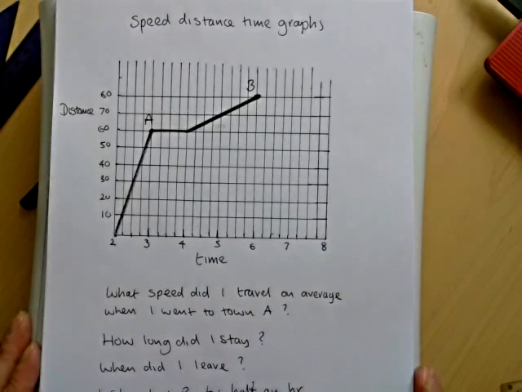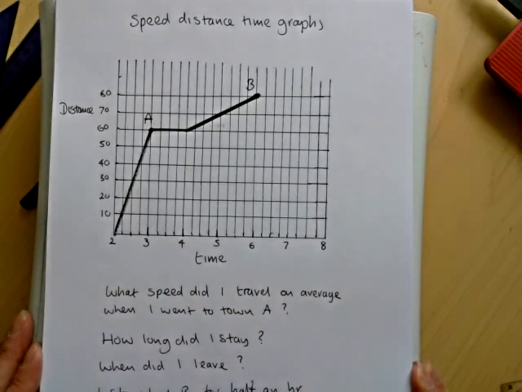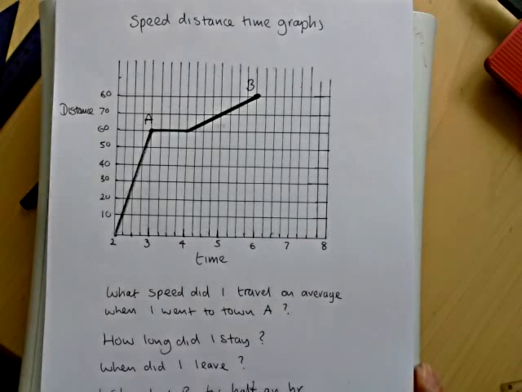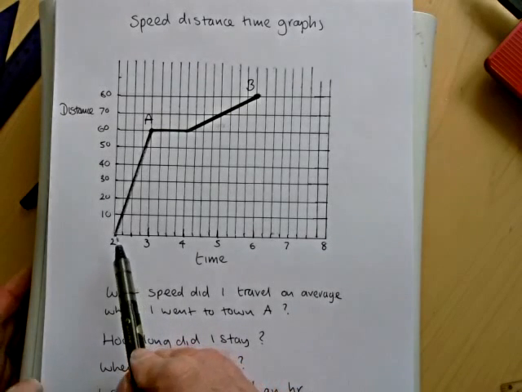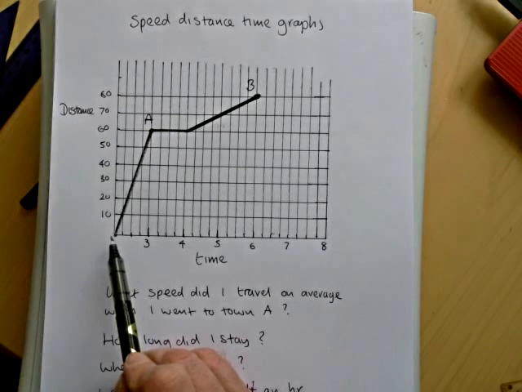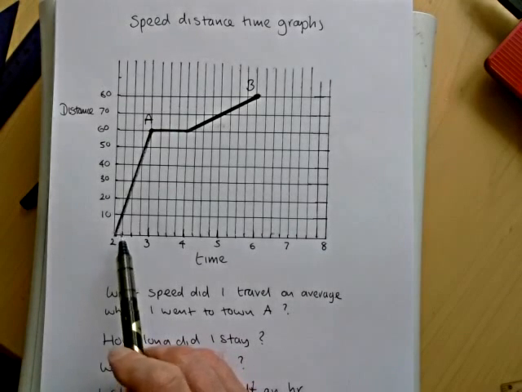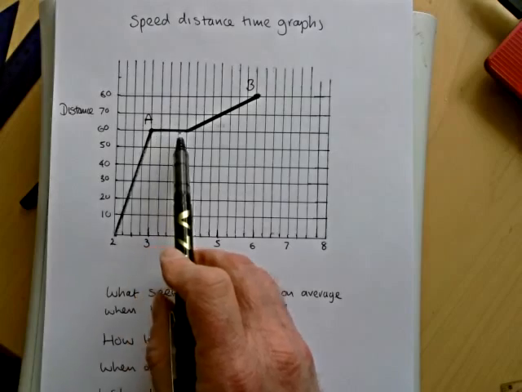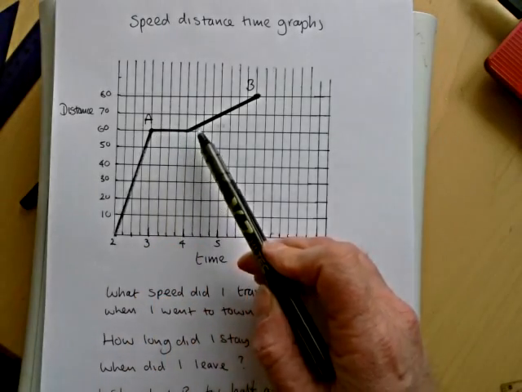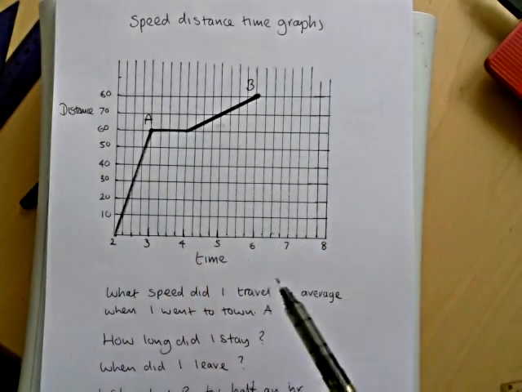Okay, in this video we're going to look at a speed, distance, time graph and answer some typical questions you might be asked. So I've got the graph, showing that I've left my starting position, let's call it home, at 2 o'clock. I've gone to A, I've got a flat line, we'll talk about what that means, and I've gone to B. Okay, so here come the questions then.